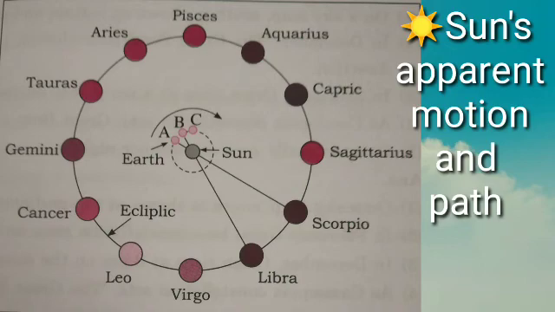As the earth changes its position, a different constellation appears behind the sun, but astrologers express it as if the sun has entered into the constellation or zodiac sign or Rashi. This motion of the sun is called apparent motion and its path is called the apparent path. The rising of the sun in the east and setting in the west is also an effect of apparent motion.